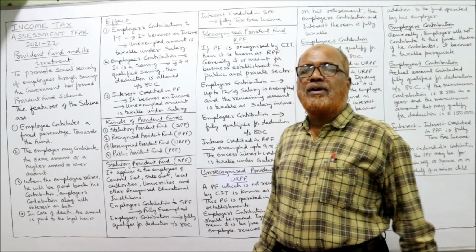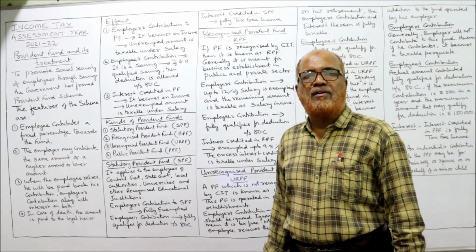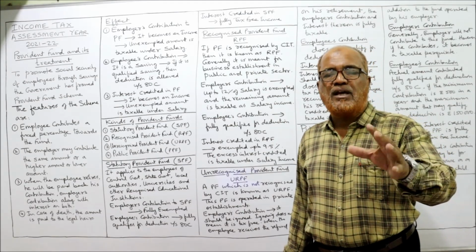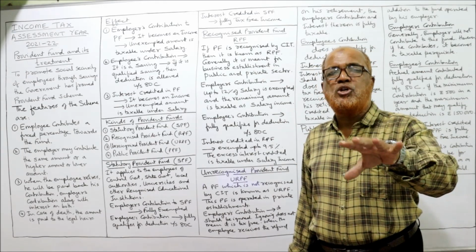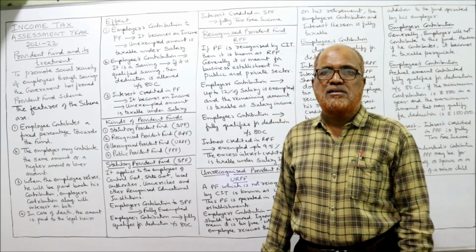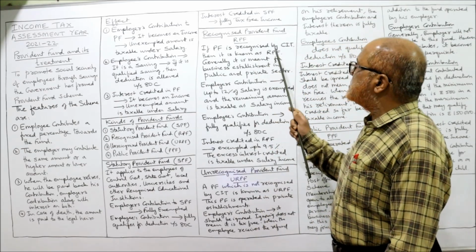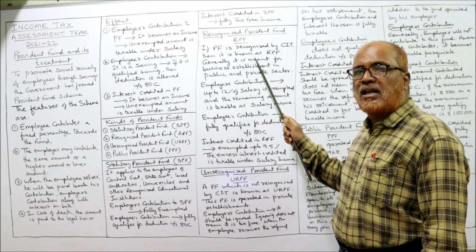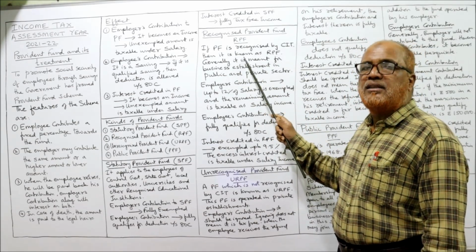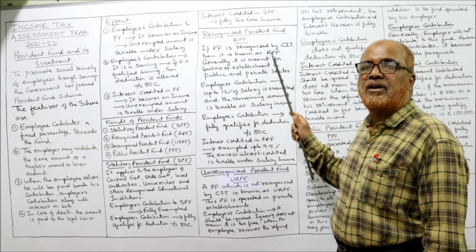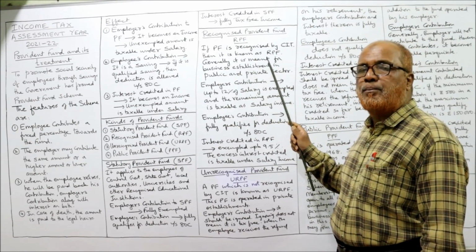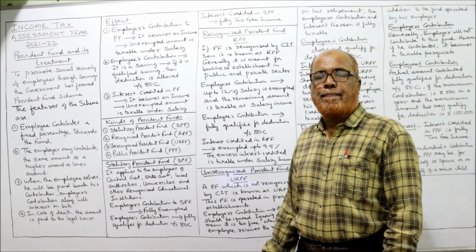Now, the second Provident Fund is the Recognized Provident Fund, RPF. When a Provident Fund is recognized by the Commissioner of Income Tax, CIT, it is known as RPF, Recognized Provident Fund. CIT stands for Commissioner of Income Tax. Generally, it is meant for business establishments in the public and private sector.